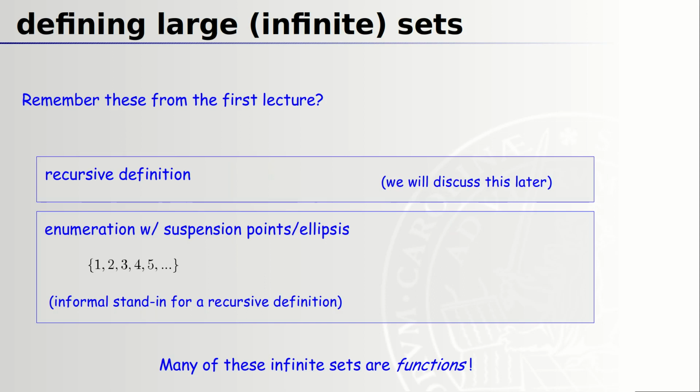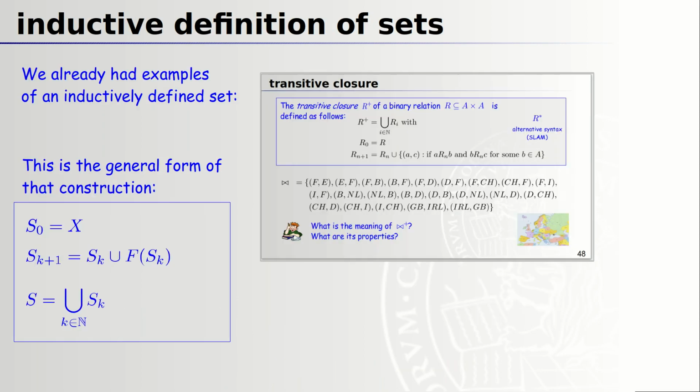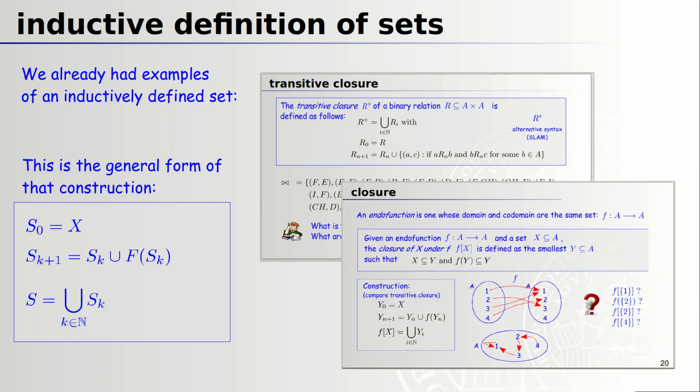When we originally introduced sets, we hinted at ways of defining large, that is, infinite sets, but postponed its discussion. This is what we're filling in now. We already came across an inductive definition of a set when we discussed the transitive closure of a relation in the second lecture, and when discussing the closure of a set under a function.